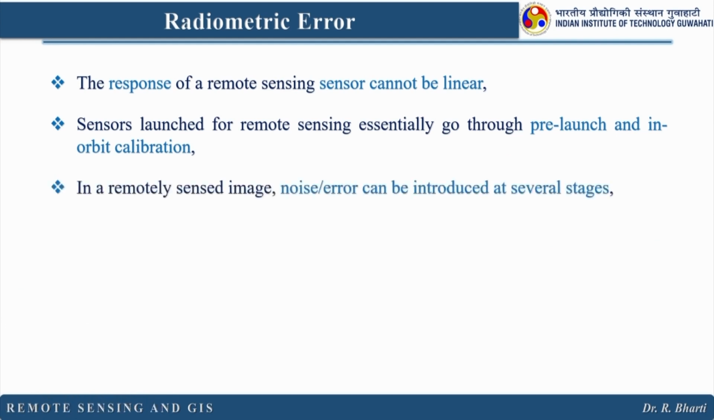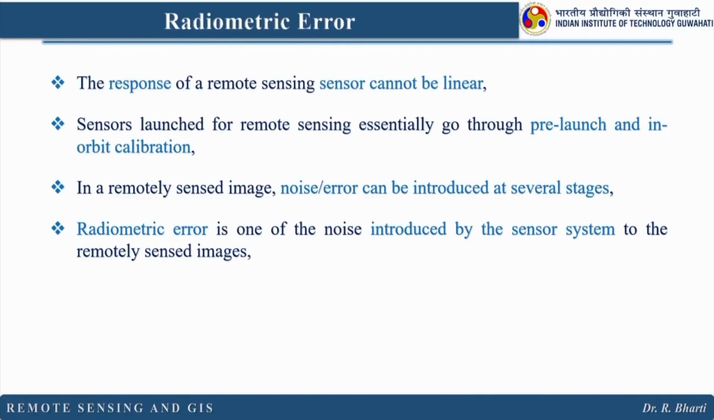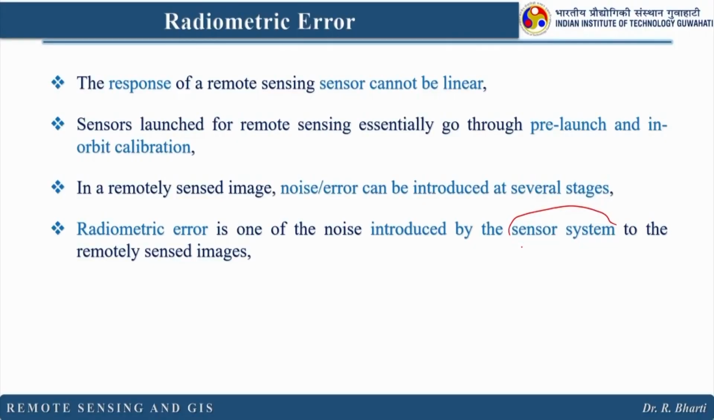The third point is that in a remotely sensed image, noise or error can be introduced at several stages, which we have already understood, like geometric correction, radiometric correction, then topographic correction. So, there are many sources of error in remote sensing. What is the source of this radiometric error? That we have to understand. Radiometric error is one of the noises introduced by the sensor system to the remotely sensed images. Here we are talking about the error introduced by the sensor system itself.